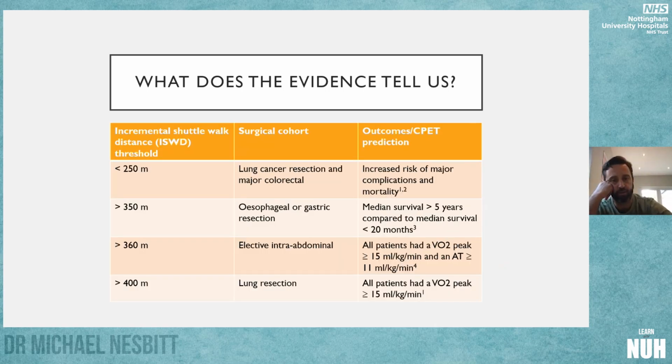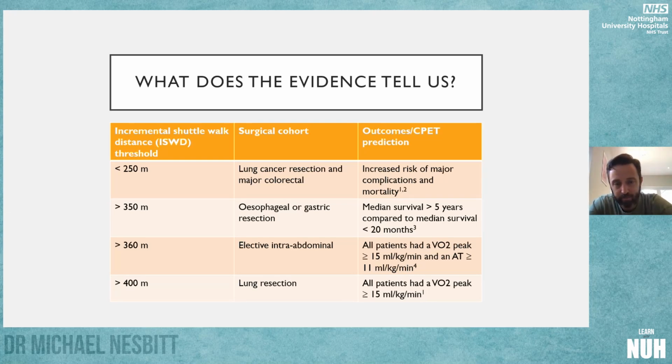There have been multiple studies looking at the comparison between shuttle walk tests and CPET that have looked at various different thresholds in various different surgical populations. Less than 250 meters in patients undergoing lung cancer resection and major colorectal surgery was associated with an increased risk of major complications and mortality. More than 350 meters in esophageal or gastric resection was associated with a better median survival than patients who got less than that. And more than 360 meters in elective intra-abdominal surgery was shown to be predictive of achieving what would be described as acceptable or normal risk CPET parameters.